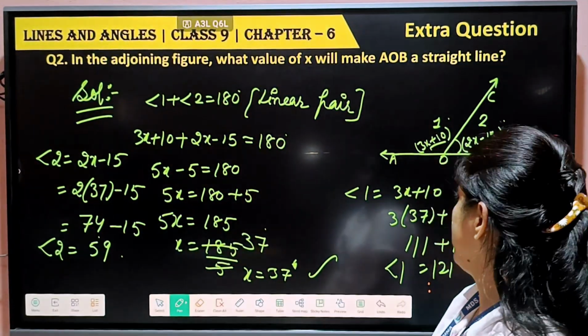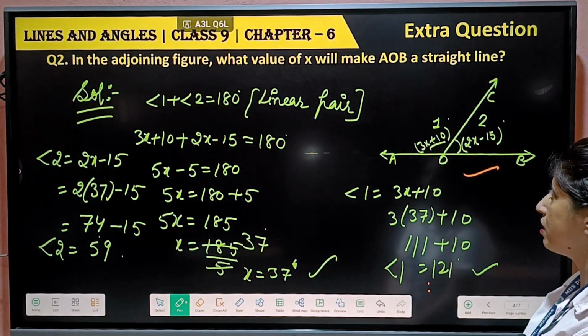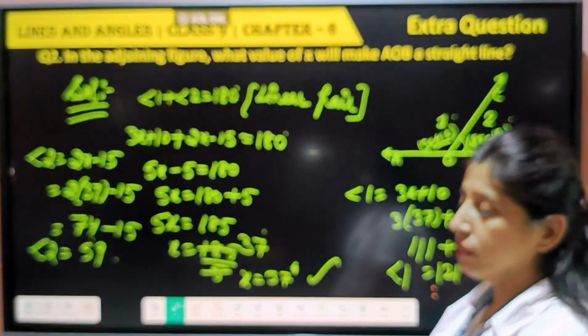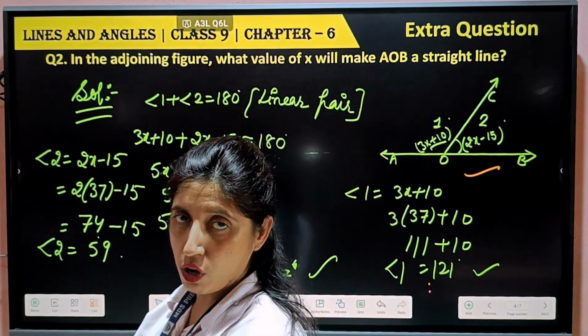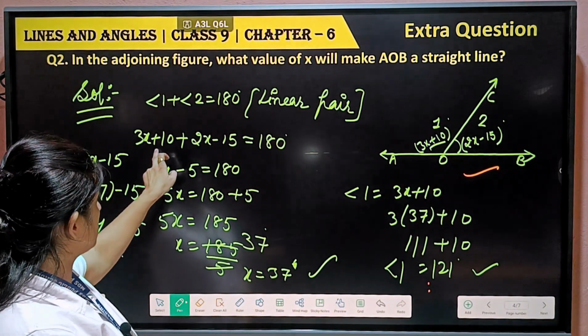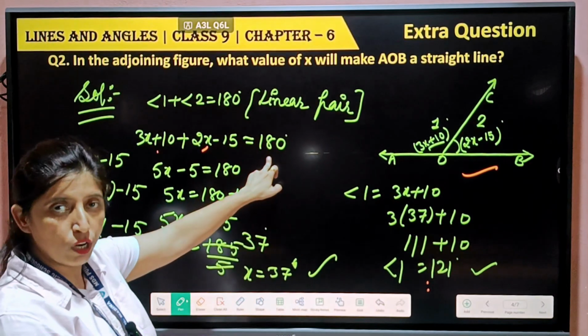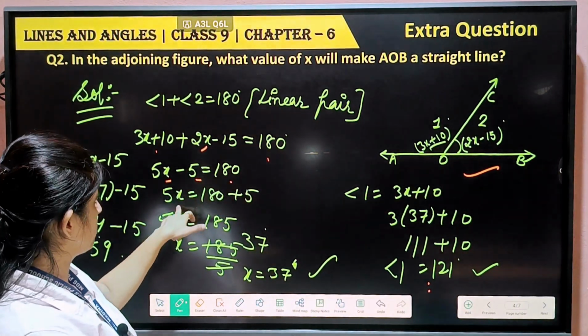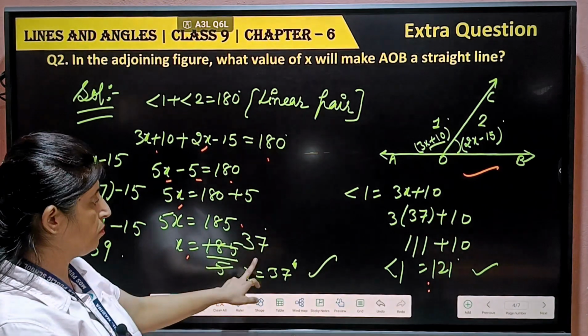So again I am telling, in this figure two angles are given to us, AOC and COB. Their sum is equal to 180 degrees because of the linear pair, and then we will find the value of x. 3x plus 10 plus 2x minus 15 is equal to 180. 5x minus 5 is equal to 180. 5x is equal to 185. The x value came 37 degrees.